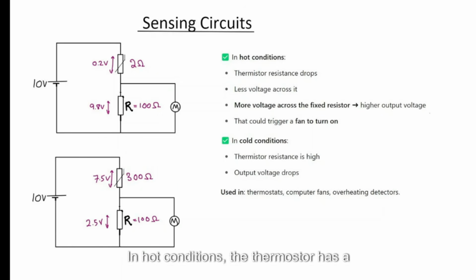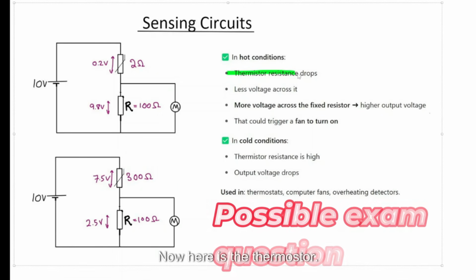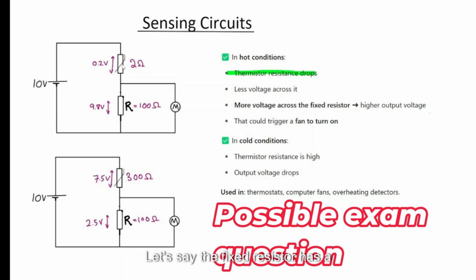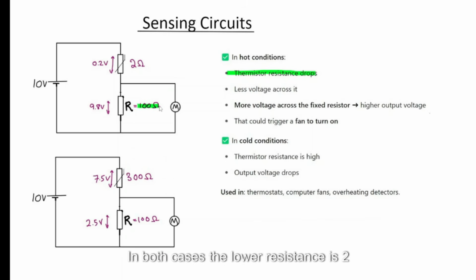This is a sensing circuit using a thermistor. In hot conditions, the thermistor has a lower resistance. Now here is the thermistor. Let's say the fixed resistor has a resistance of 100 ohms. In both cases, the lower resistance is 2 ohms when it is hot. Now the input voltage is 10. Now a very small proportion, like 0.2 volts, is across the thermistor, which means most of it, 98% of it, 9.8 volts, is now across the motor.